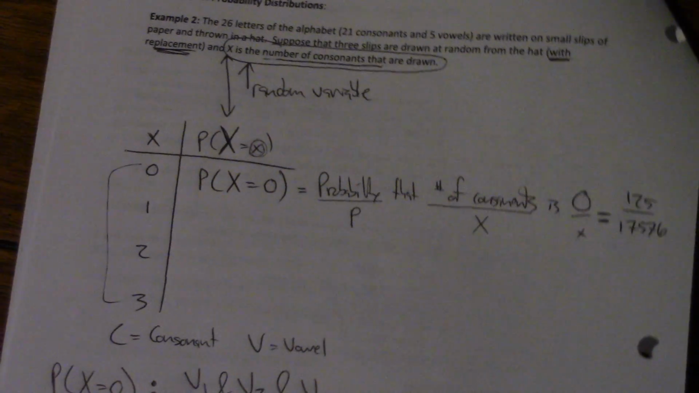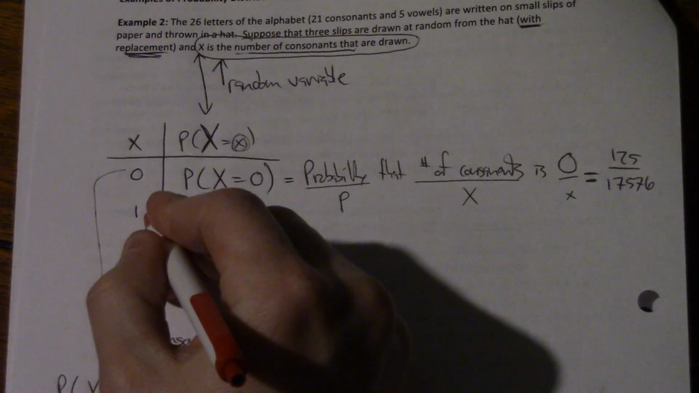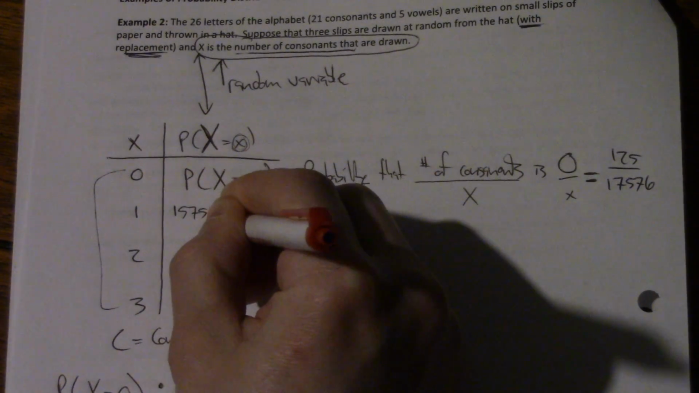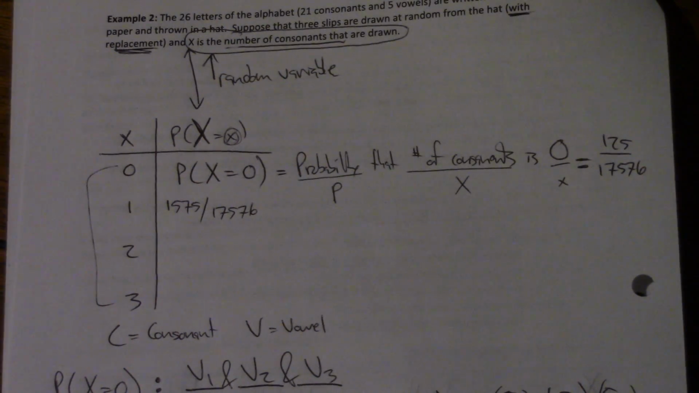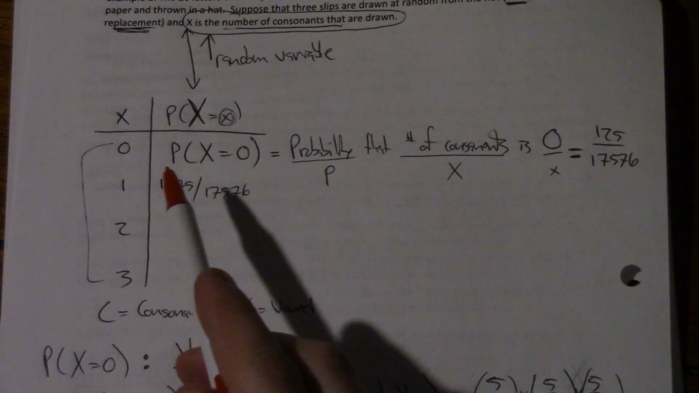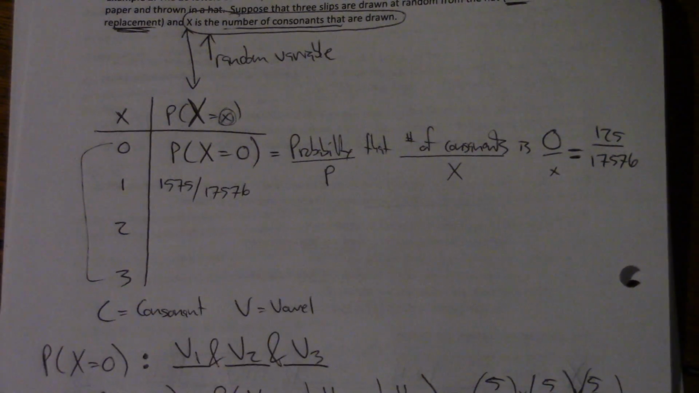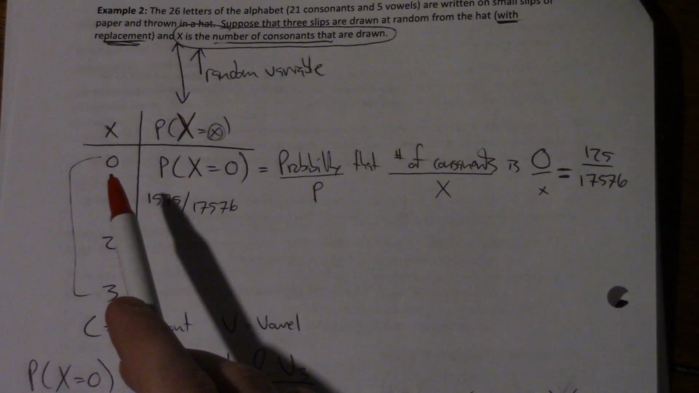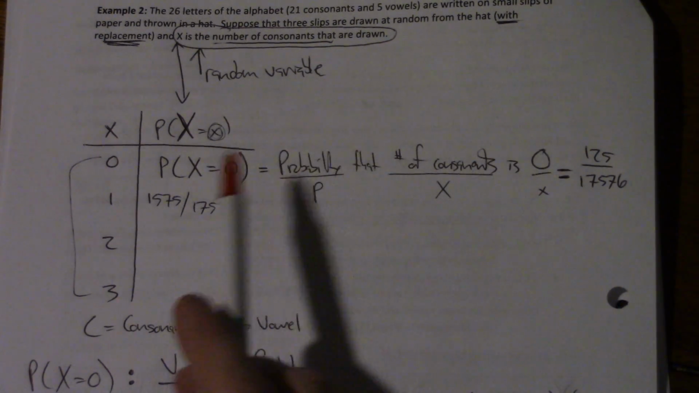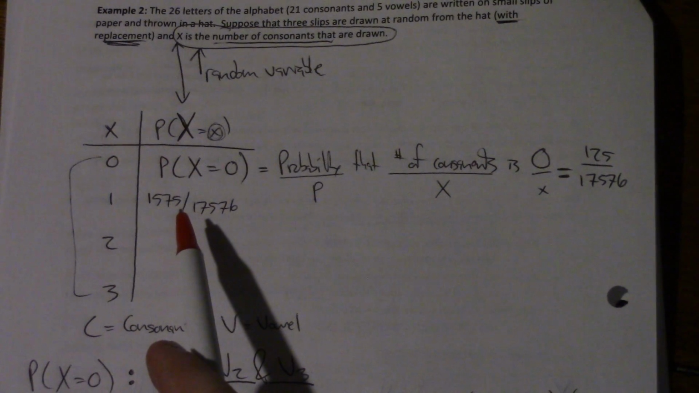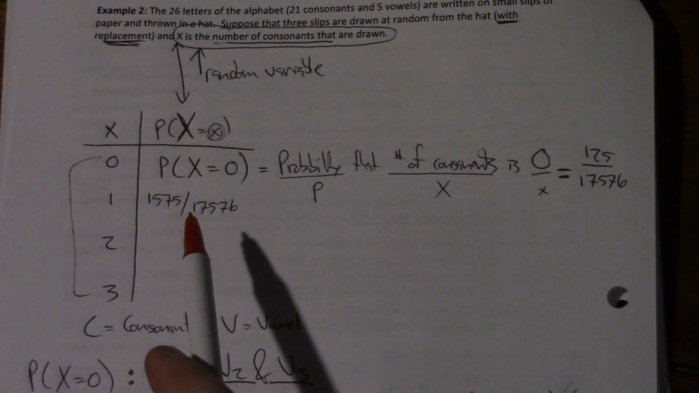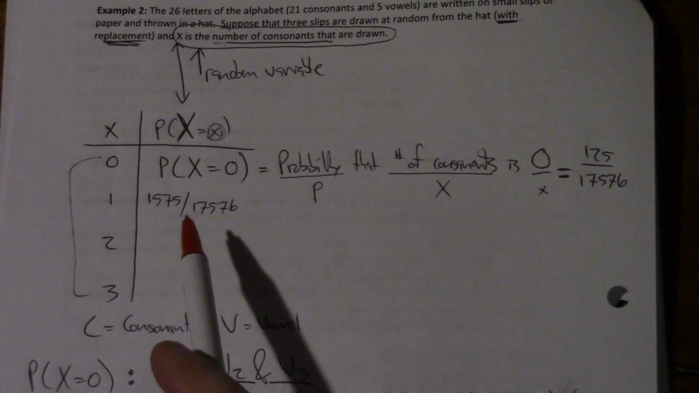So we'll add that to our distribution. So the probability that x is 1, 1575 over 17,576. Okay, so one thing to look out for is check your probabilities along the way and see if it makes sense. So for example, we have so far the probability that x is 0, that we have no consonants, and the probability that x is 1, that we have one consonant. So does it make sense that the probability has increased quite a bit? And in this case, yeah, it does make sense.